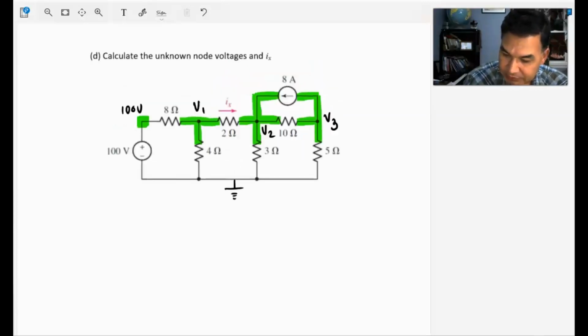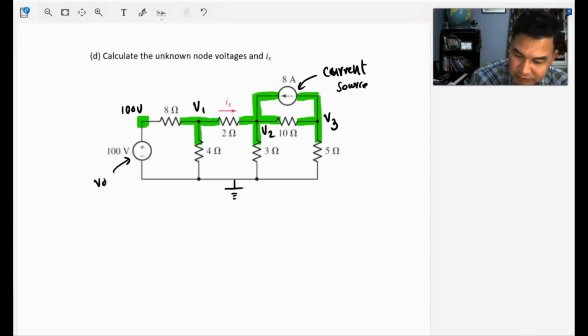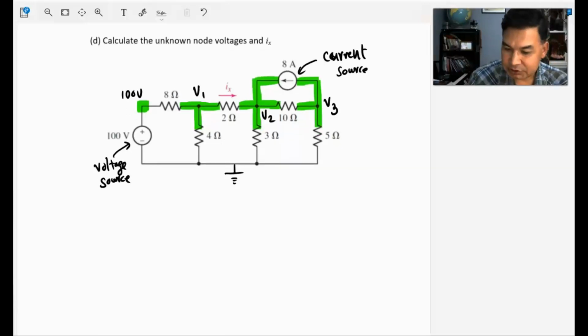And remember, this is a current source. It's delivering a constant 8 amps of current in this direction. And this is a voltage source, obviously, and it's delivering a constant 100 volts. So let's get started.